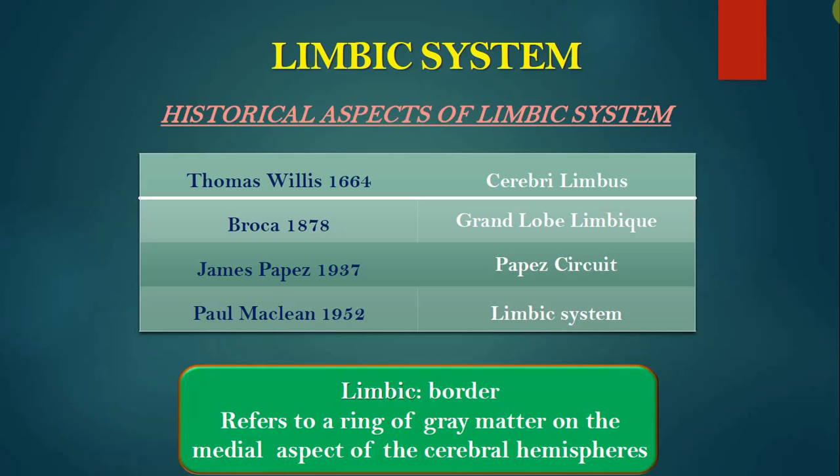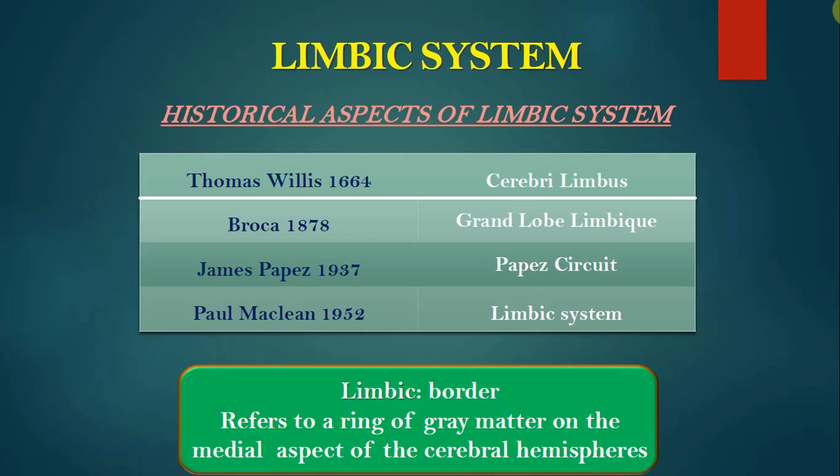Now some historical aspects of this system. In 1664, Thomas Willis described the cerebral limbus in his book Cerebral Anatomy. Paul Broca in 1878 defined the limbic lobe as not a simple lobe but a great lobe, as it encompasses several lobes, which prompted him to denote it as the great limbic lobe or grand lobe limbique.